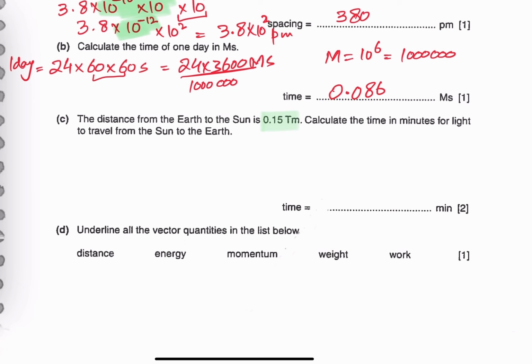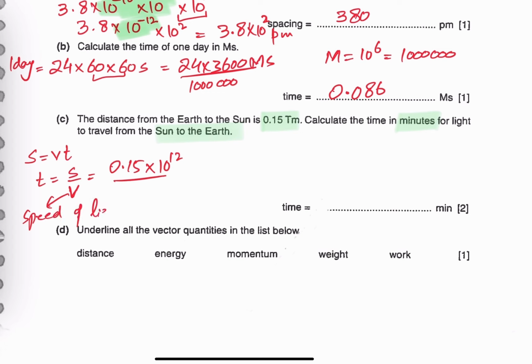In part C, the distance from the Earth to the Sun is 0.15 terameters. Calculate the time in minutes for light to travel from Sun to the Earth. You have to calculate the time in minutes. So using the basic equation, S is equal to V into T, T is equal to S divided by V. S is basically 0.15 tera, so it's 10 power 12. And V is the speed of light, that is 3 into 10 raised to power 8.